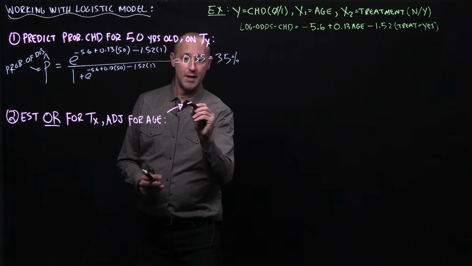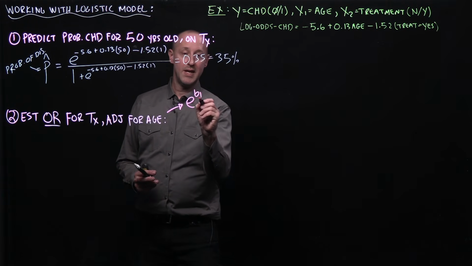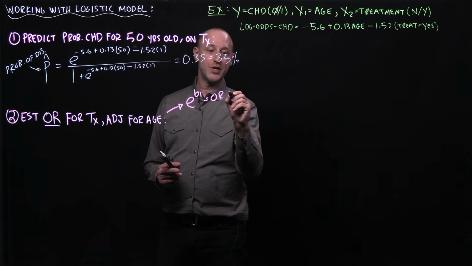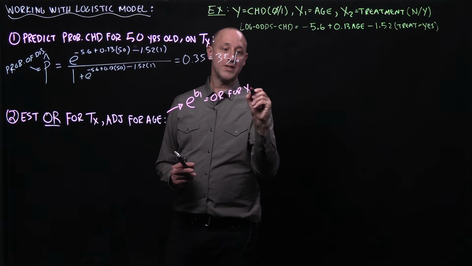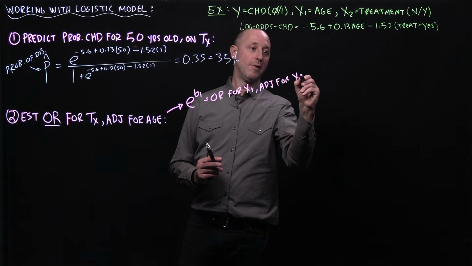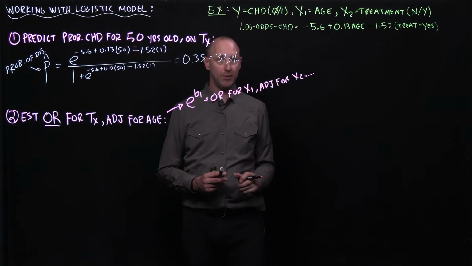But if we exponentiate, so we take the exponent of this coefficient, that's going to give us an odds ratio for x1 adjusted for all the other variables in the model.